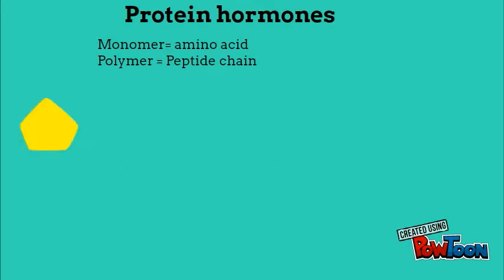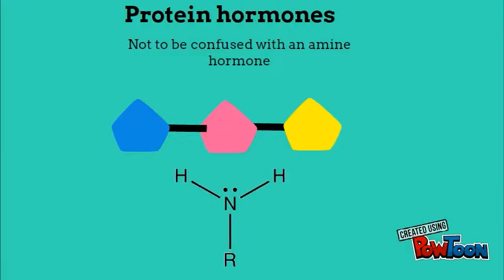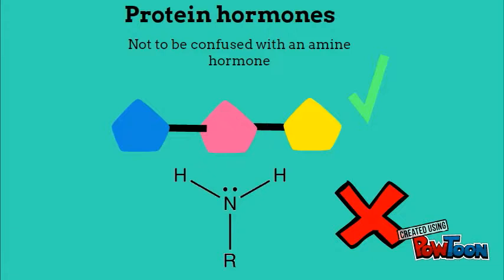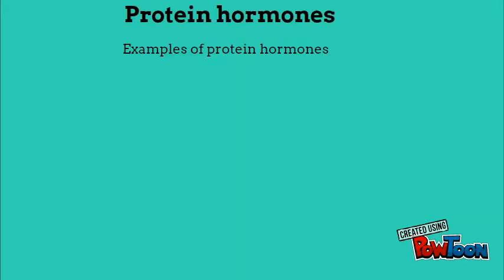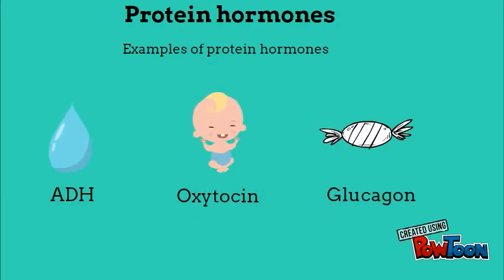Proteins are composed of amino acids. Amino acids form chains known as peptide chains. They are not to be confused with the similar amine hormones, which are only composed of one major amino acid, that being tyrosine or tryptophan. Some examples of protein hormones include ADH for the body's water regulation, oxytocin to help women in childbirth, and glucagon, which raises blood sugar levels.